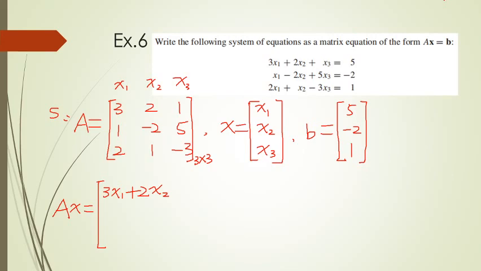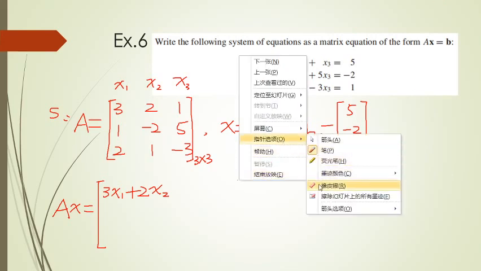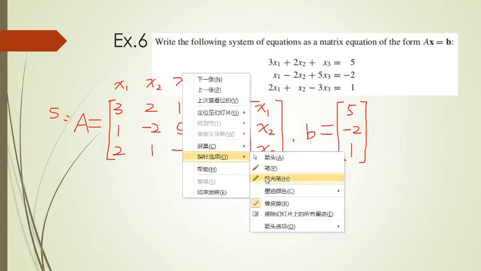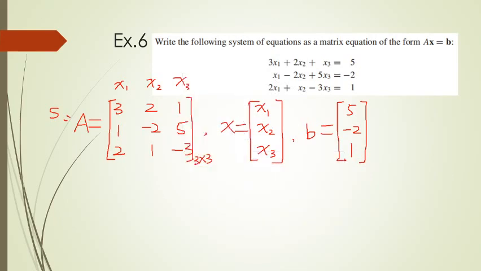Let me write it in this way first, okay? And we will discuss the multiplication later. So that is AX equals B, right? We follow that. AX equals B.